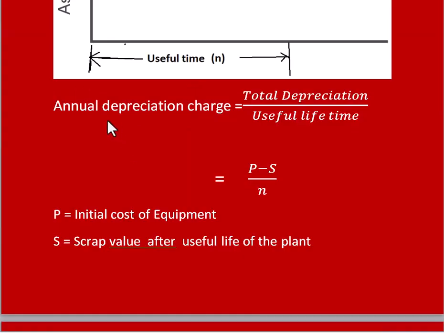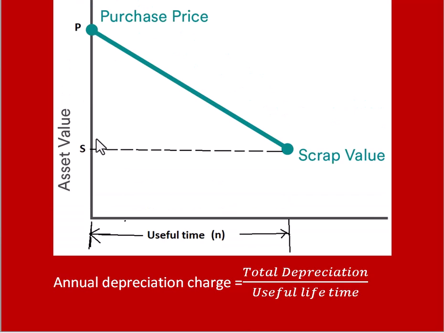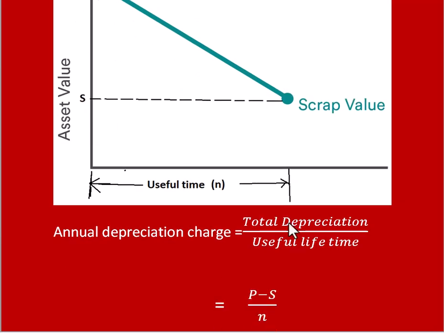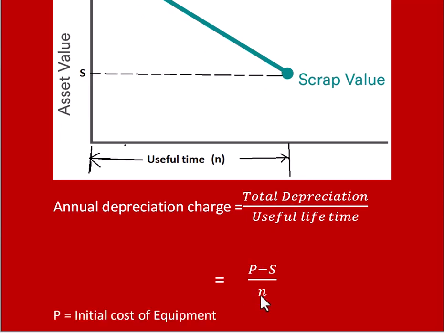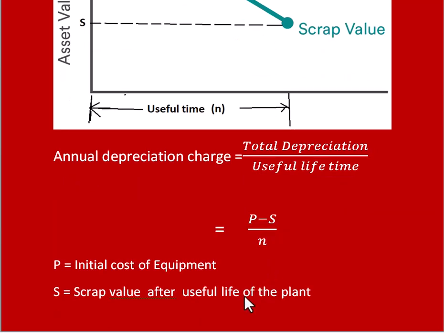From this, we can calculate the annual depreciation charge, which is equal to total depreciation divided by the useful lifetime of the equipment. Here the total depreciation, from here to here, is P minus S, and the lifetime, if it is assumed as n years, then substitute n here. So here P is the initial cost of the equipment and S is the scrap value after the useful life of the plant.